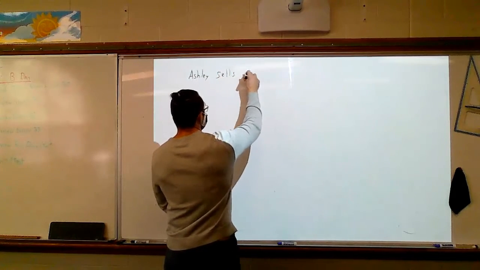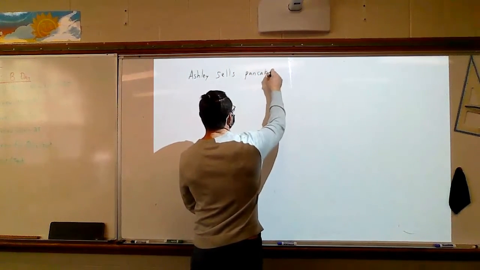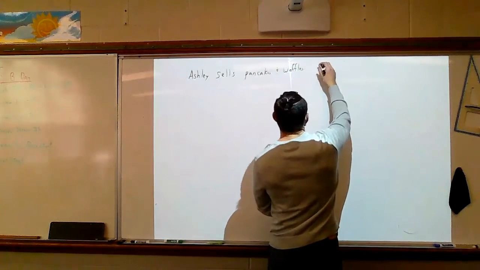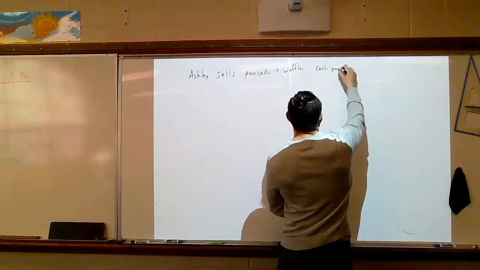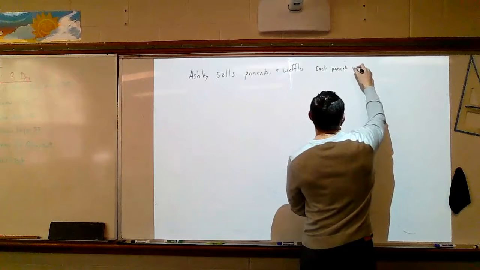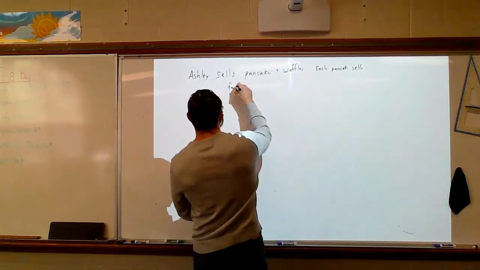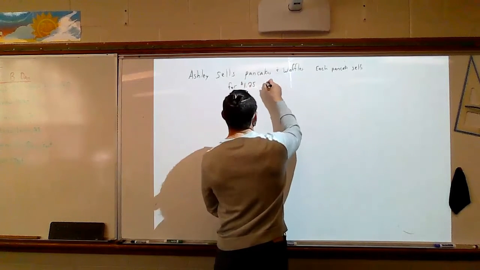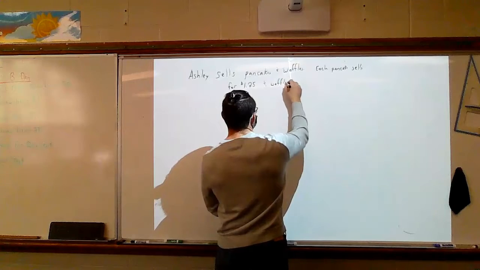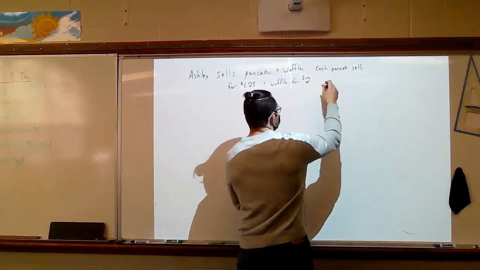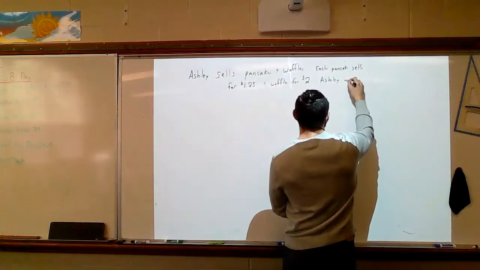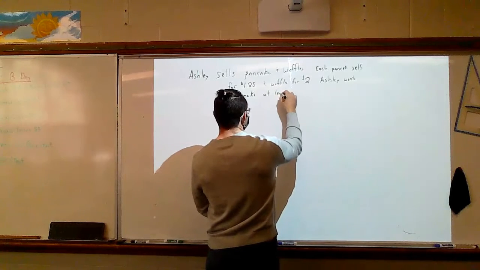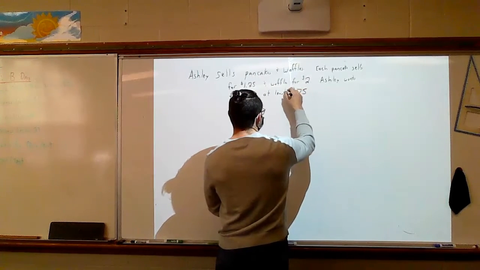Ashley sells pancakes and waffles. Each pancake sells for $1.25, and waffles for $2. Ashley wants to make at least $75.